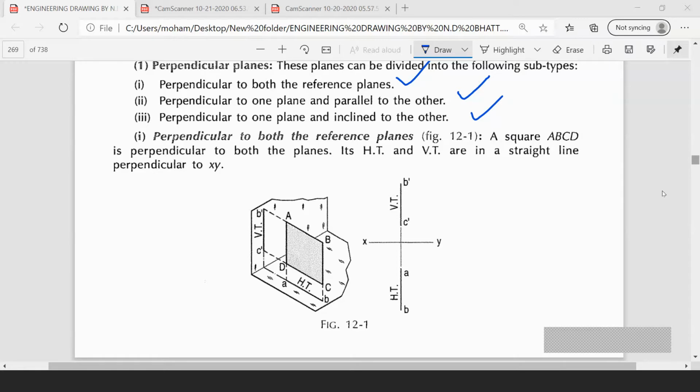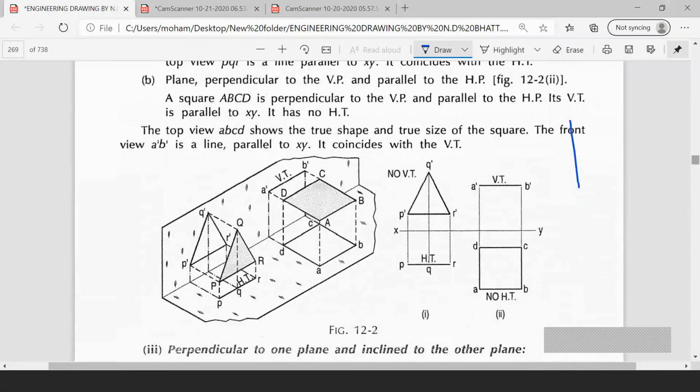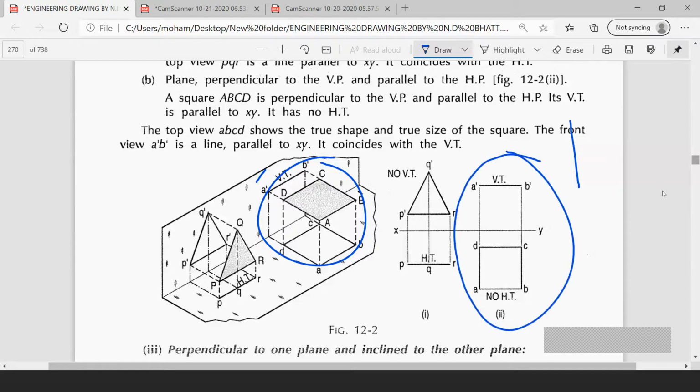These are the three conditions. Here in the PDF, it is perpendicular to both the reference planes. In the HP you have a straight line, and in the VP also the line is visible. Similarly, when it is parallel to HP and perpendicular to VP, in the HP you have a square, in the VP you have a line.